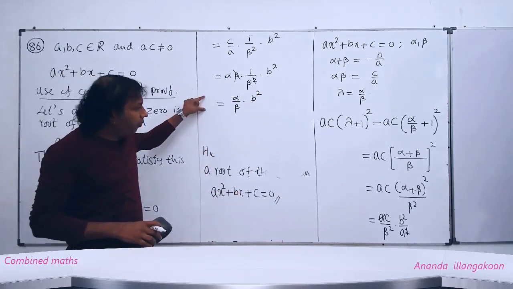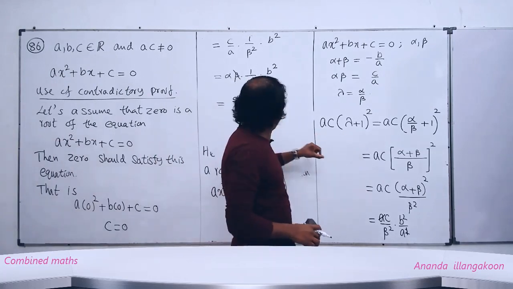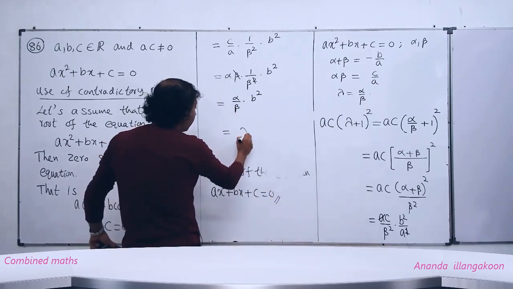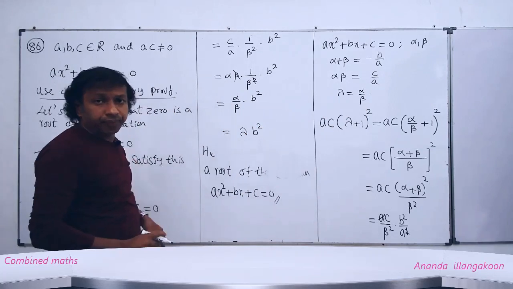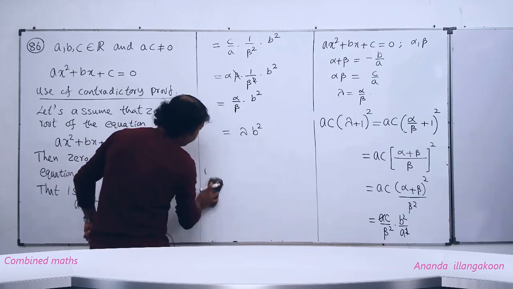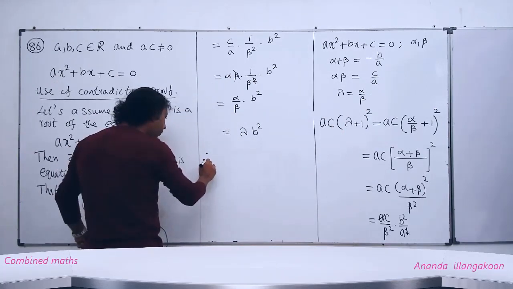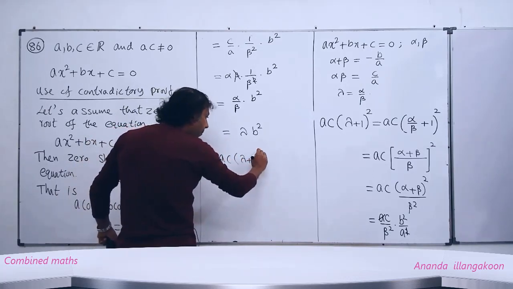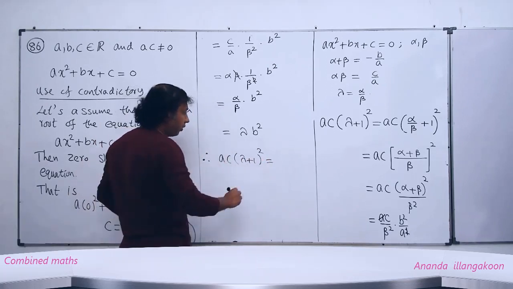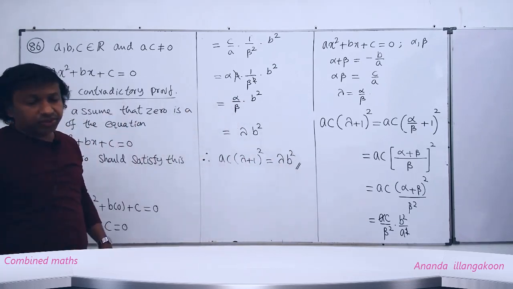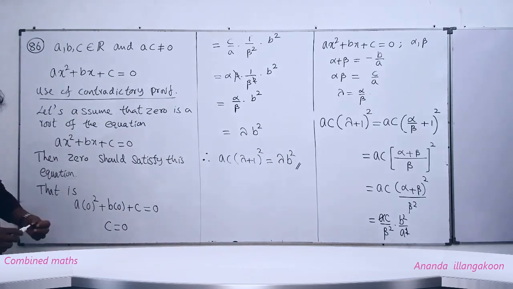In the left-hand side, what do you have? This, no? But what is this alpha by beta? Alpha by beta is lambda. So therefore we get lambda times b squared on the right-hand side. We started from the left-hand side, so we get AC (lambda plus 1) whole squared equals lambda times b squared. Lambda times b squared. This is how we get that. That one we proved, people.